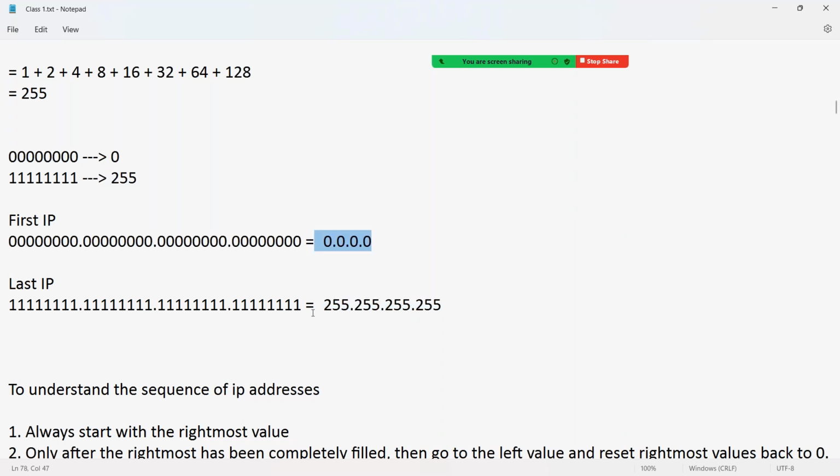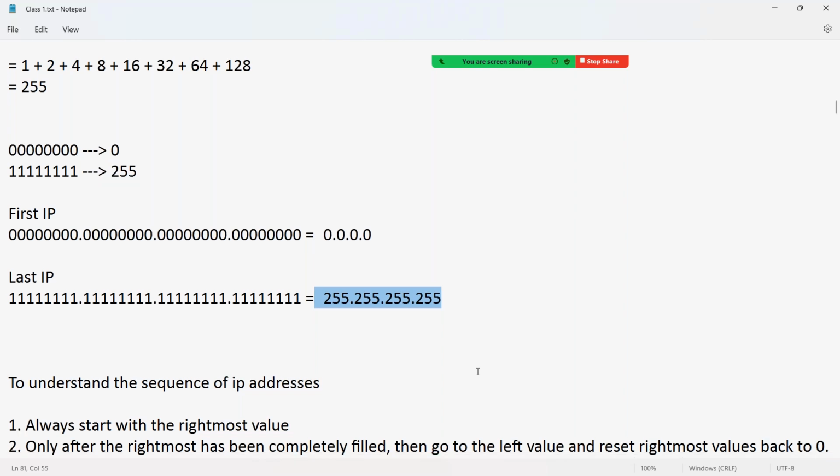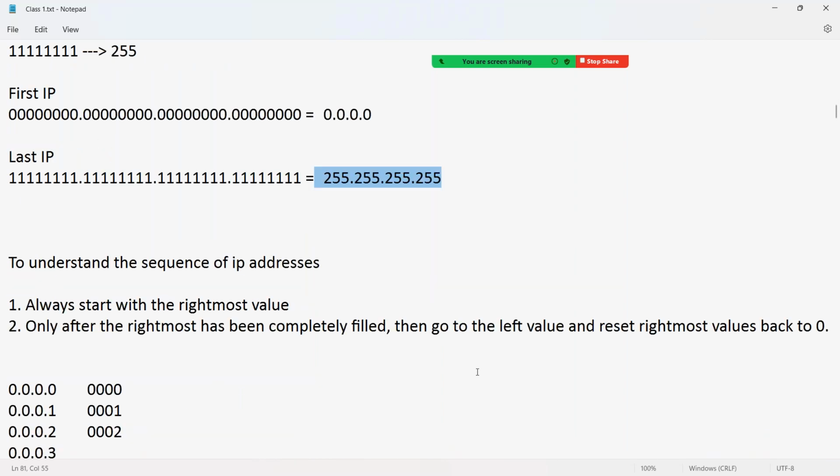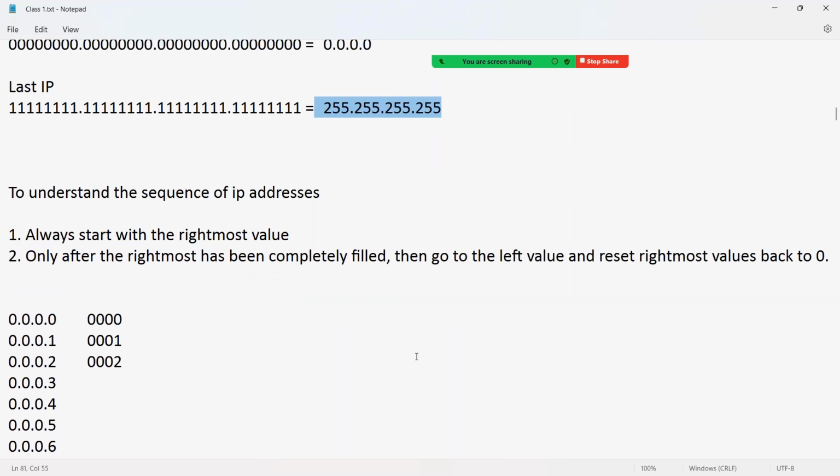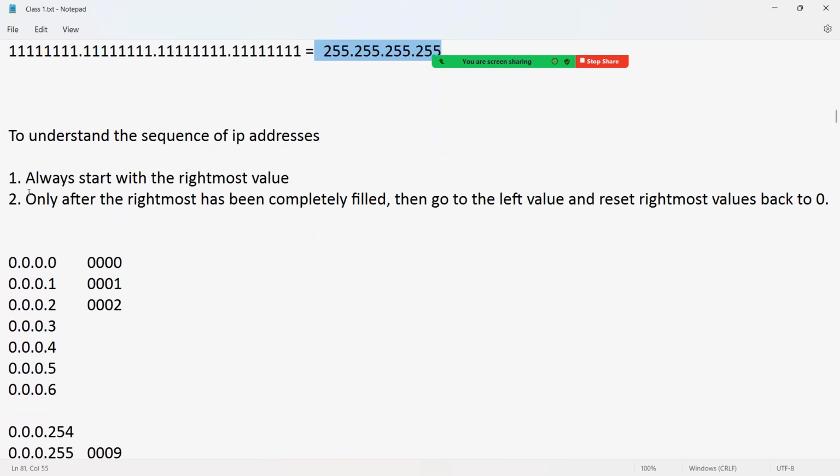Now we know this is the first one and the last one. What about the IPs in between? What is the sequence of IPs? How do they progress or increment one after the other? There are two simple rules for that, guys. Rule number one is always start with the rightmost value.